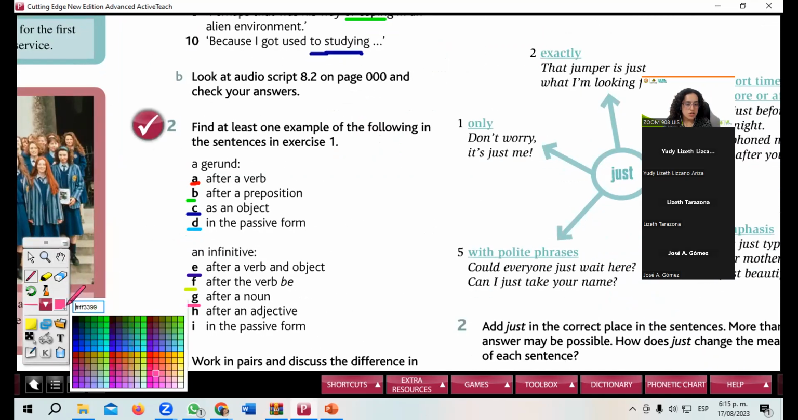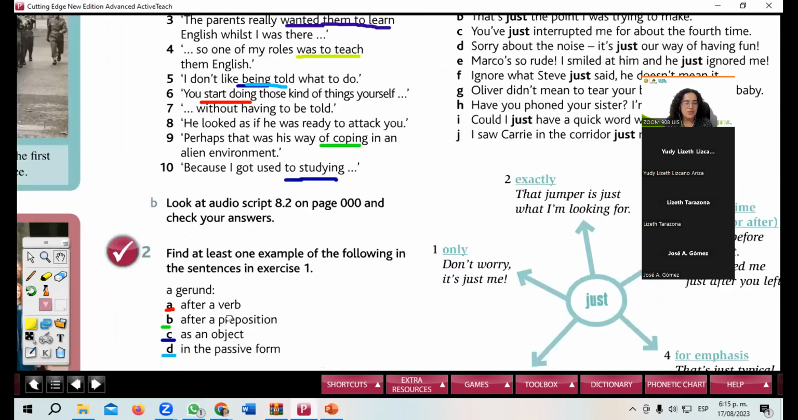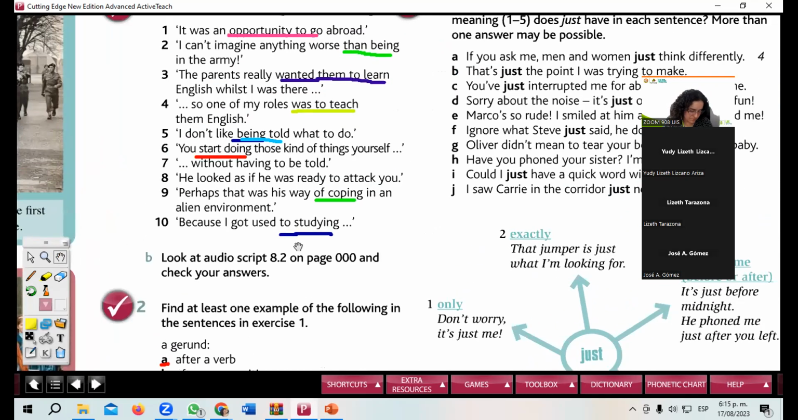Okay, let's change the color again. Let's use maybe orange. After an adjective. I already told you the answer in the previous example. It's number 8. Was ready. So the adjective is ready and the infinitive to attack. It was ready to attack you.